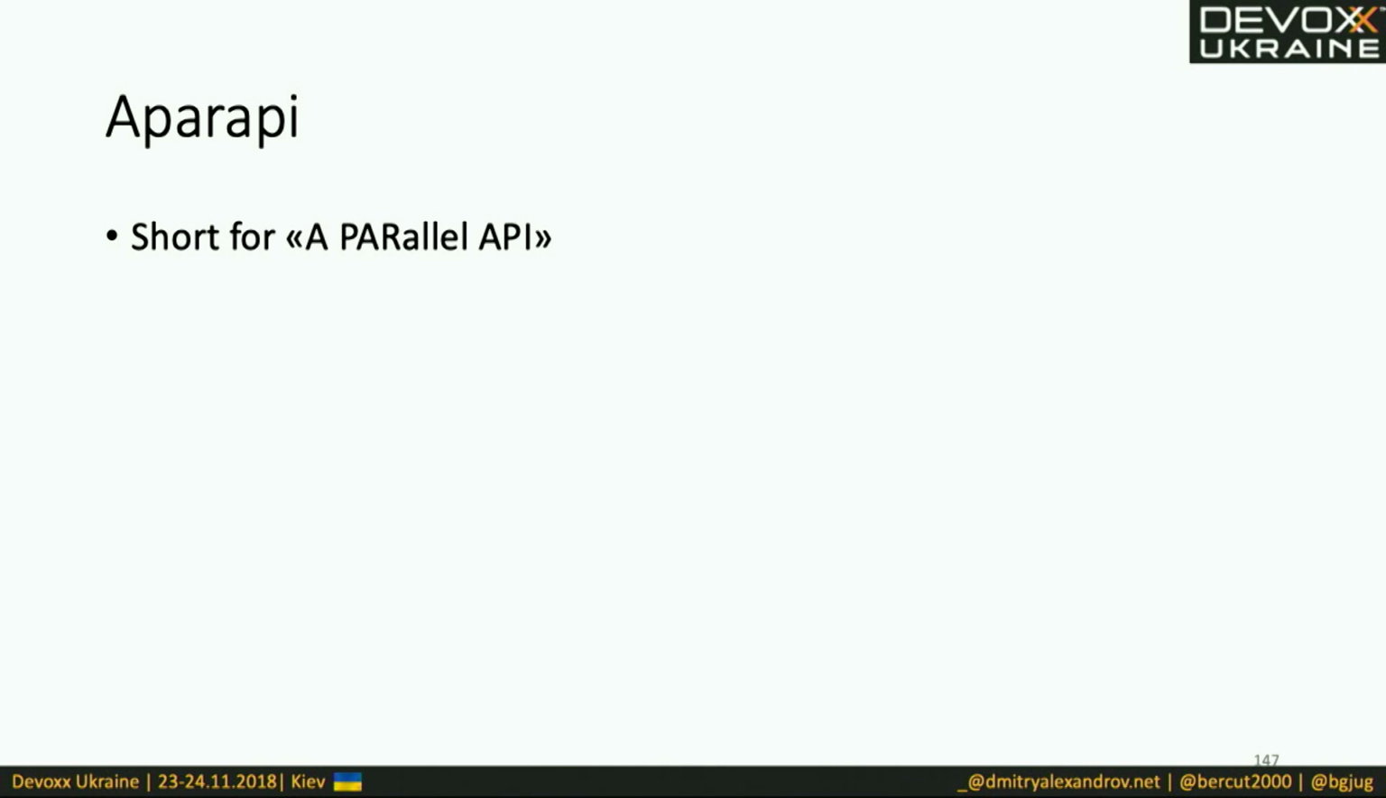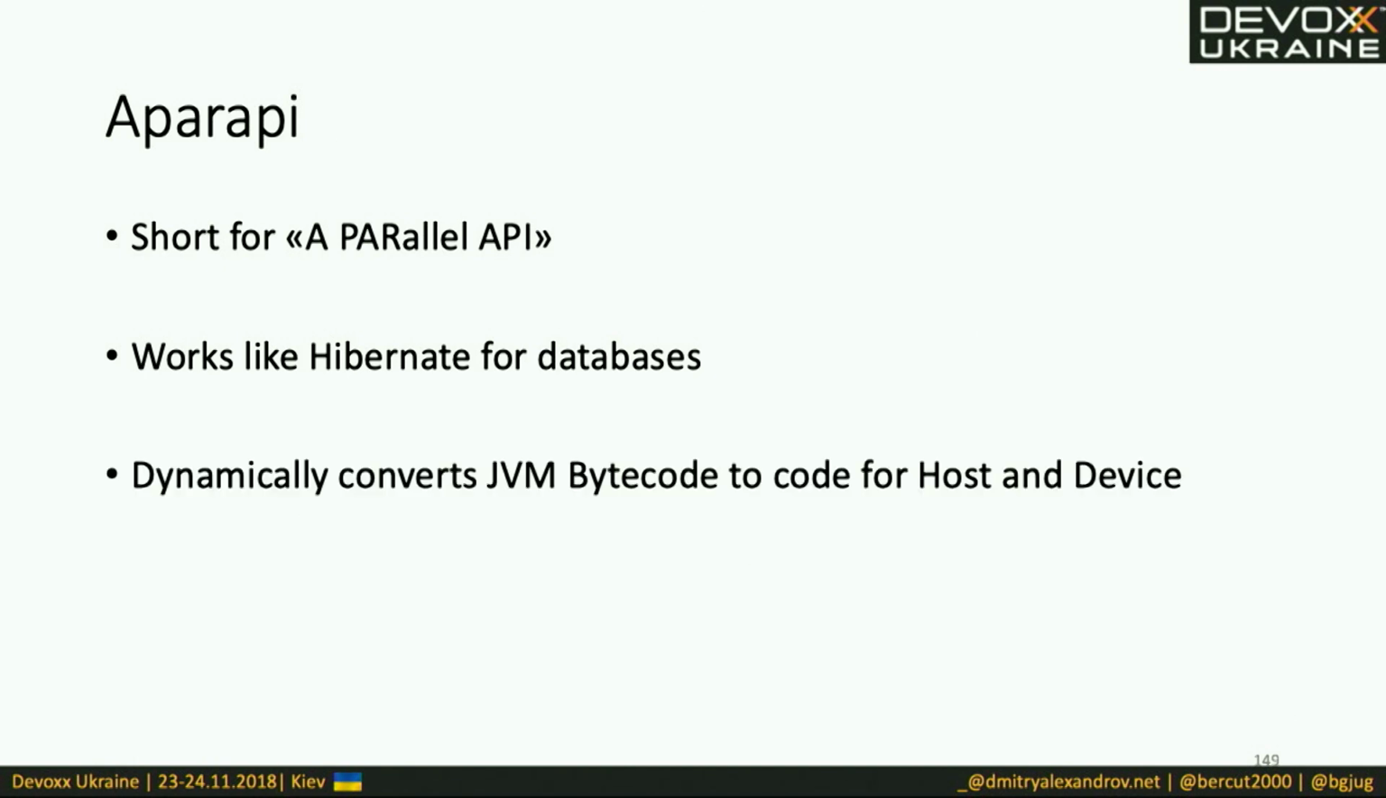It's my own improvisation calling it, okay, it works like a Hibernate for databases, it works like a Hibernate for GPUs. So it dynamically converts the JVM bytecode on a host and device code. You don't have to think about it. And the beauty of it is that it uses OpenCL undercover. That means that OpenCL runs on every possible hardware. You don't have to think about it.